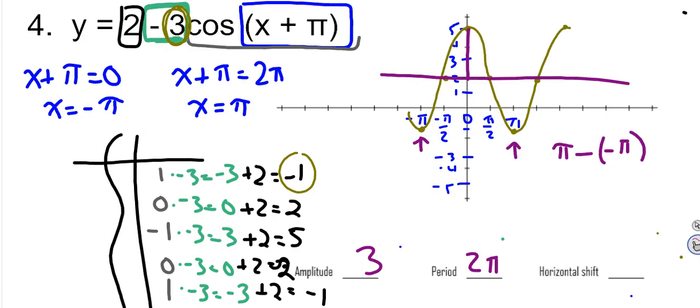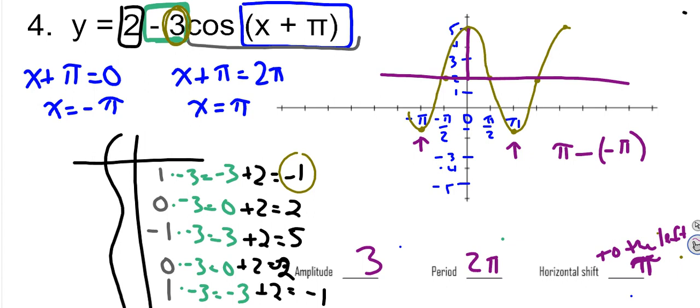All right, horizontal shift. We don't want to write negative pi because we want to write it as a distance, and distance can't be negative. So we'll say to the left pi, pi to the left. If you forget and you write negative pi on the test, that will probably be okay with me, but let's try to practice this way. To the left pi, pi to the left.